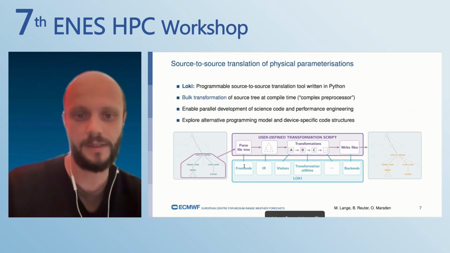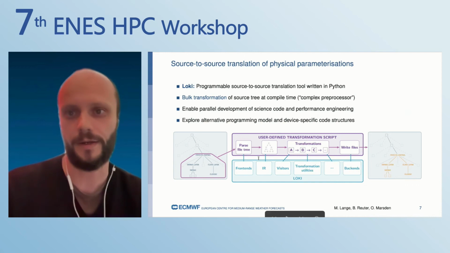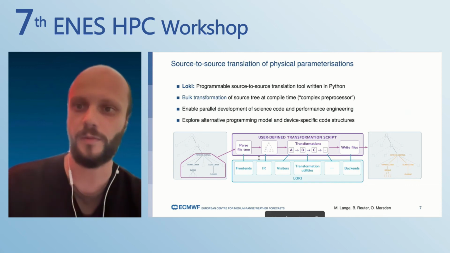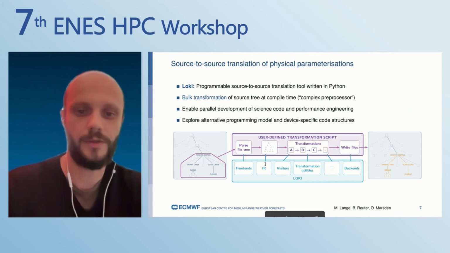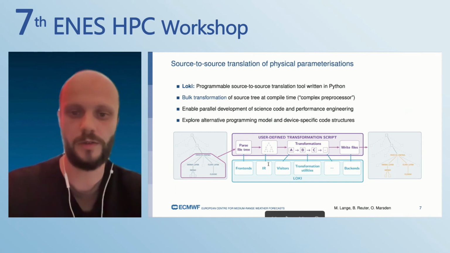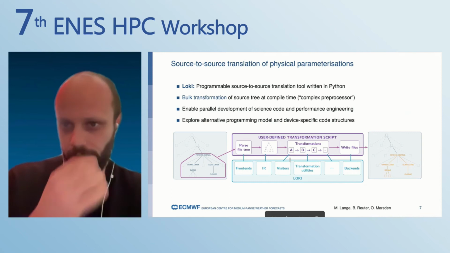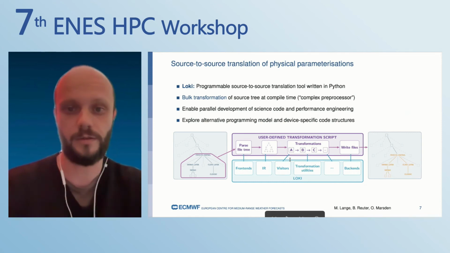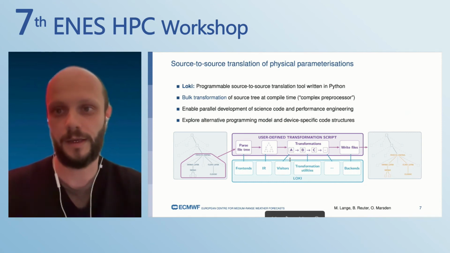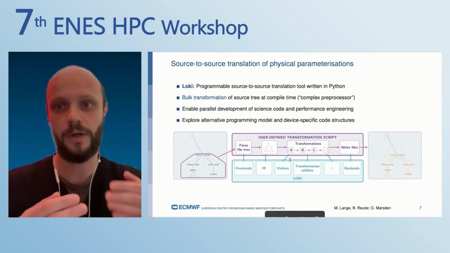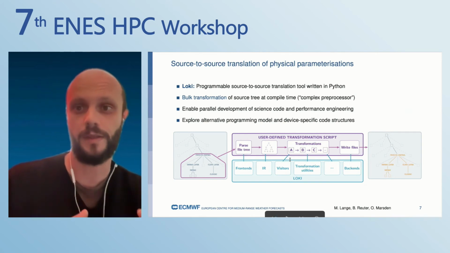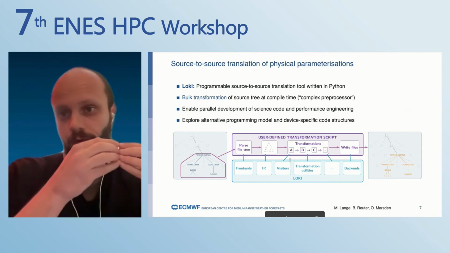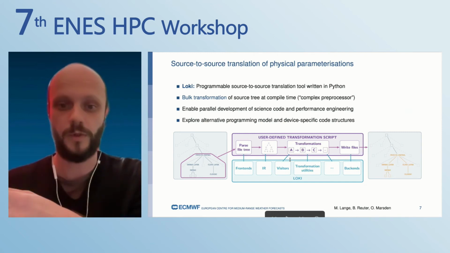What Loki then does is expose an IR, an internal representation, a tree of Python objects that represents your code. It also presents you with a bunch of utility routines like visitors and transformation utilities to effectively write your own transformation. That is the key thing: the actual power and the responsibility lies with the HPC expert, the user of the tool, to write the transformation that takes the code from the current state into the state that you want it.